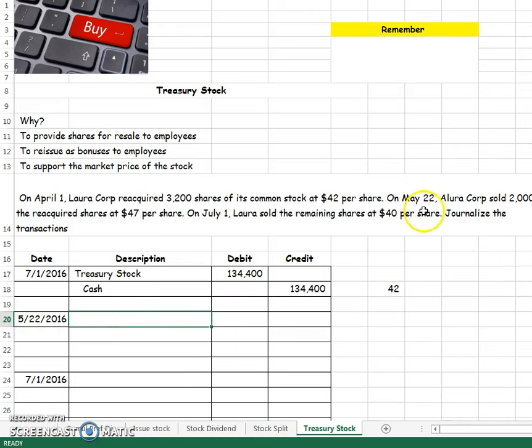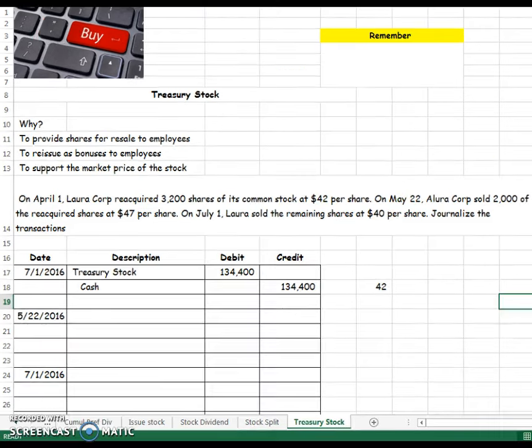Now, on May the 22nd, Laura sold 2,000 of the reacquired shares at $47 per share. So here's how we're going to do this. If we sold something, then that means that we got cash. Alright, how much cash do we get? Well, we sold 2,000 at $47. So our cash that we sold is going to be 2,000 shares times $47.